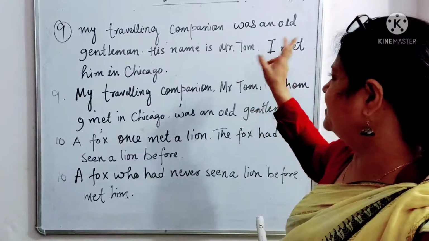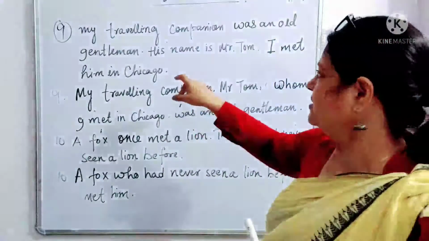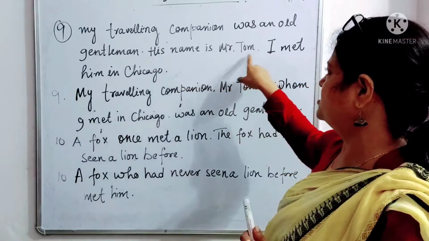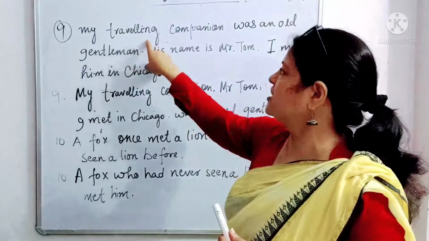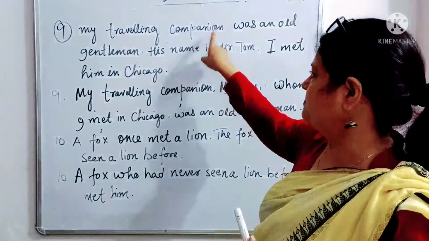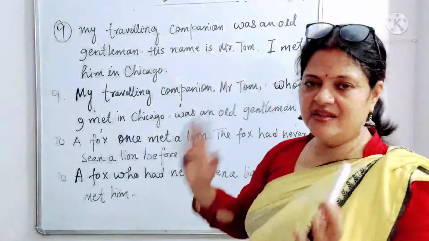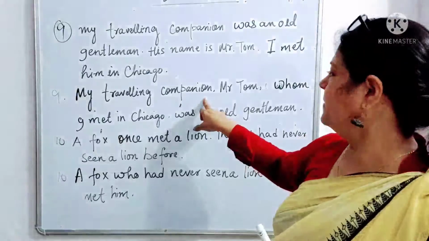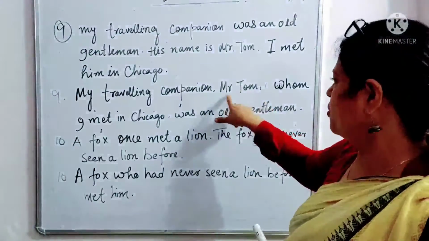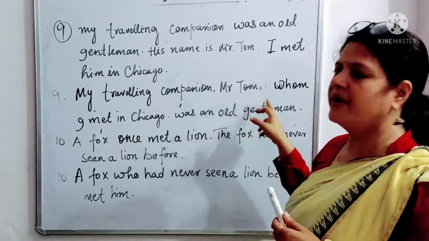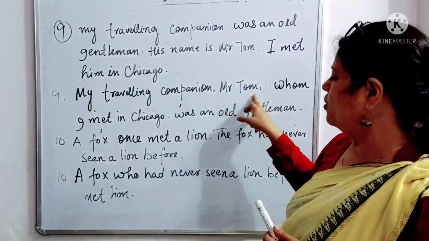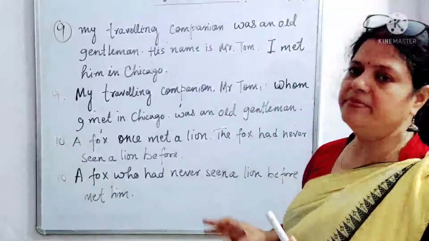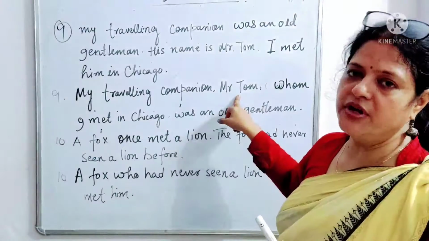So here I have taken two sentences together: my traveling companion was an old gentleman, his name is Mr. Tom. So my traveling companion, this is the subject, and Mr. Tom, they are the same person. So I've written it like this, my traveling companion, Mr. Tom. Mr. Tom is separated by a comma. This Mr. Tom is this subject, my traveling companion. Both are the same person. So that is why it is called a noun in apposition.